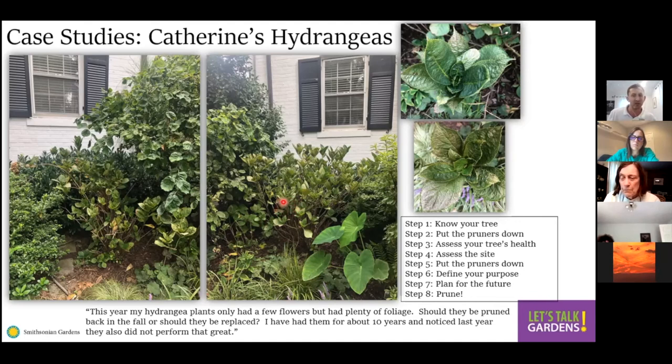Step six, define your purpose. So Catherine, if you're still on there, what would you say the purpose is for these woody shrubs? What are you trying to accomplish by having these here? I've got a couple of guesses, but I thought I'd ask you first.